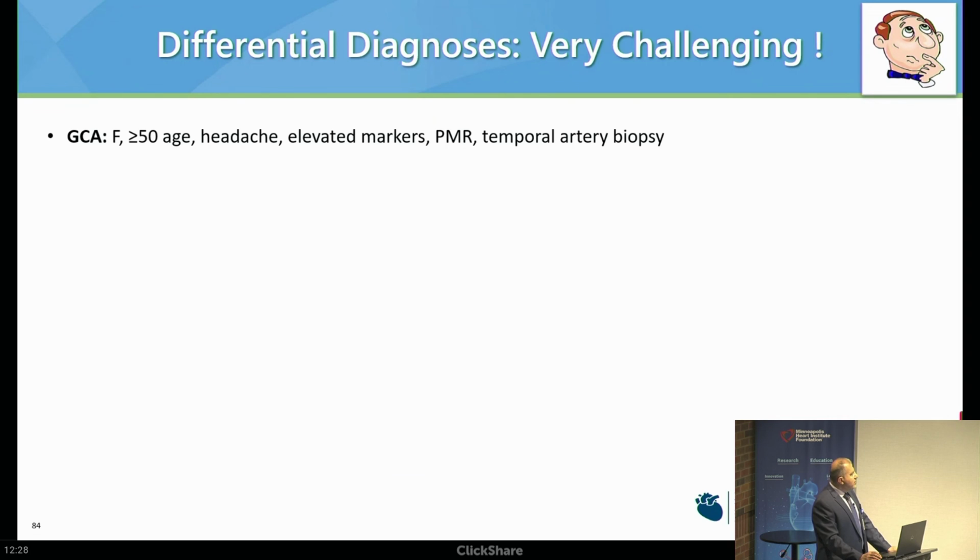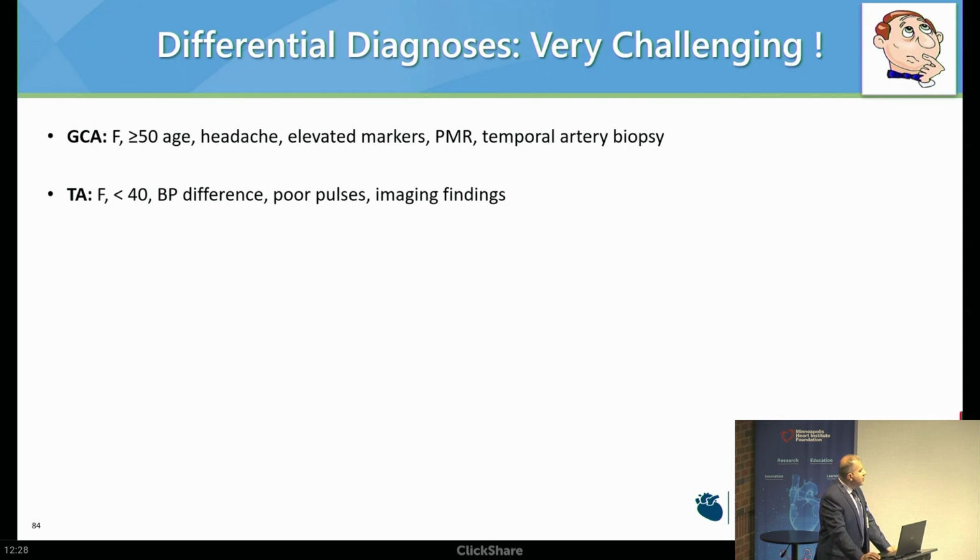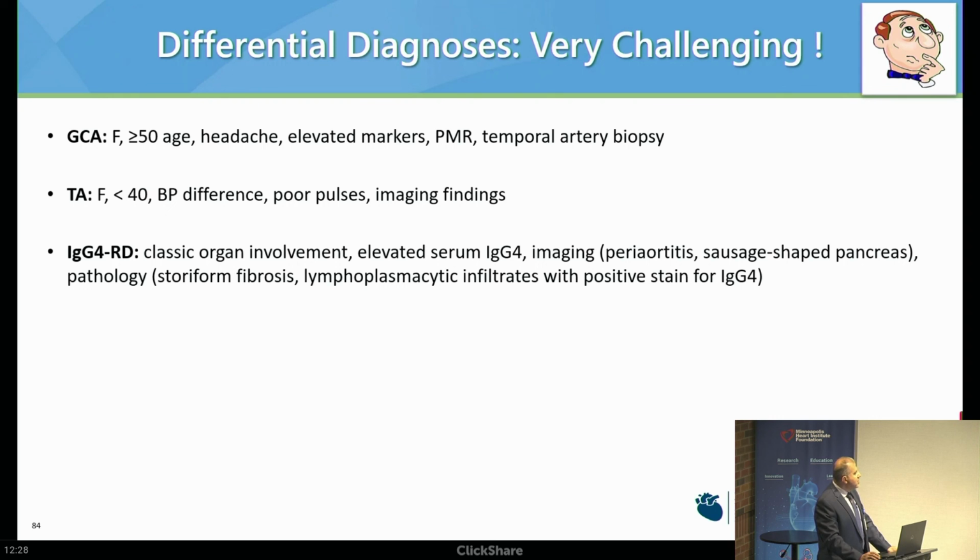So what are the key findings to indicate the underlying etiology? For GCA, look for older females. Females never get older, right? Just kidding. Females 50 years and older with headache, elevated markers, PMR, and temporal artery biopsy. For Takayasu, females who are less than 40, with blood pressure differences, poor pulses, and imaging findings of stenosis.